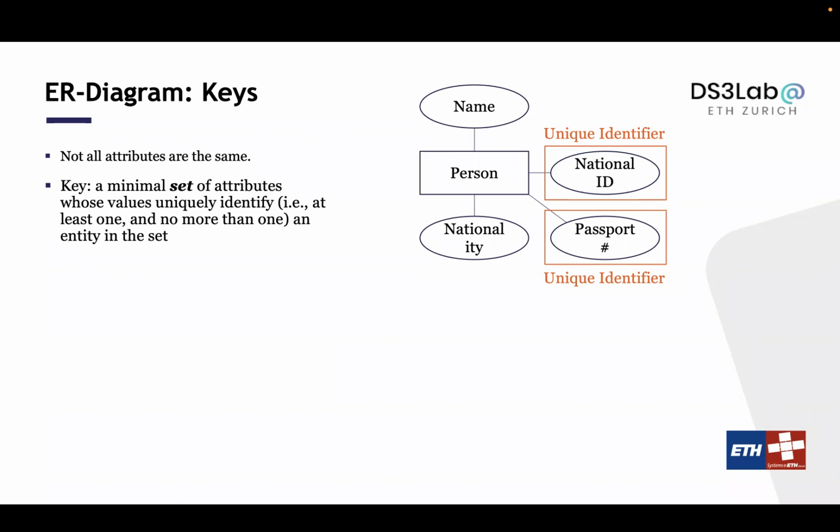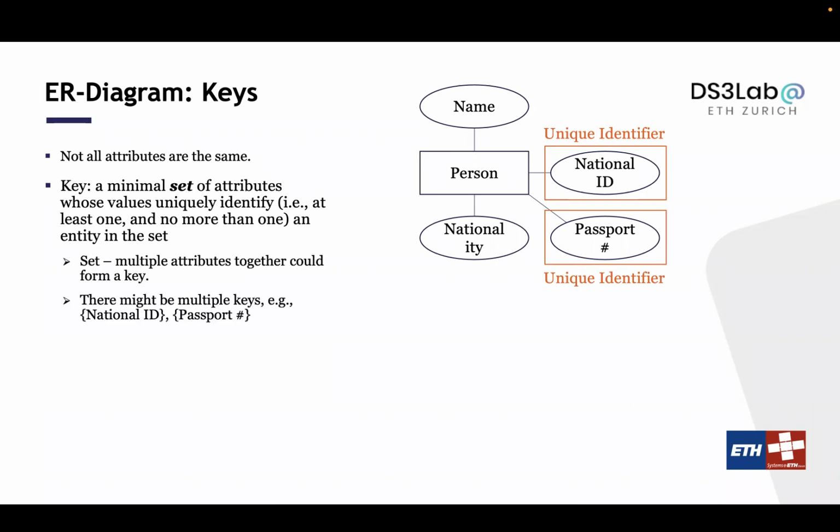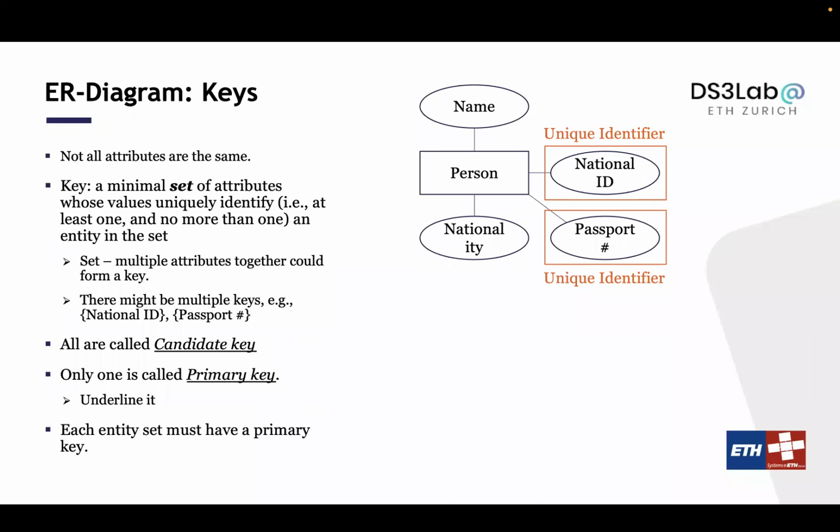So there could be multiple of those candidates. Each one of them is a unique identifier, and all of them are called candidate keys, because they're candidates for the key that you can use to identify an entity in the set. And only one is called the primary key. That's the primary identifier that you are going to use. The way to represent that is by just underlining it. For example, in this application, there could be multiple ways for me to identify a person. I could use national ID, I could use passport number, but I choose the primary key as my national ID. And you can just underline the national ID to specify that.